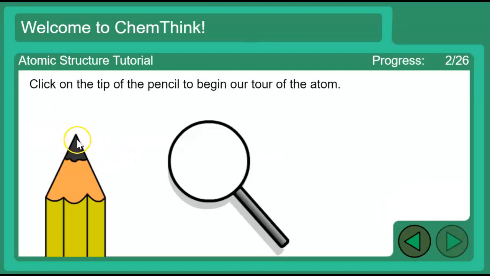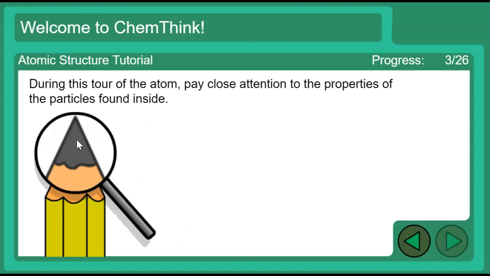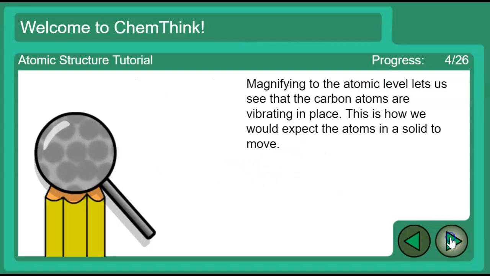so we're going to click the top of this pencil here. And during this tour of the atom, pay close attention to the properties of the particles found inside. So magnifying to the atomic level lets us see that the carbon atoms are vibrating in place. We can see that right here. This is how we would expect the atoms in a solid to move. Believe it or not, that's what we would expect.